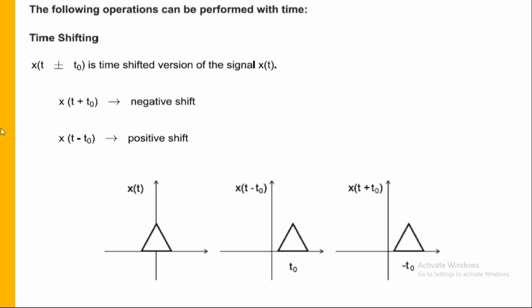Now try to understand here t minus t naught. Take this term t minus t naught equal to 0. When you take t minus t naught equal to 0, the signal is shifted by a value t naught, towards right, positive, by t naught. Suppose you take t plus t naught, the same signal is shifted towards left by t naught. So this you call positive shift and this you call negative shift.